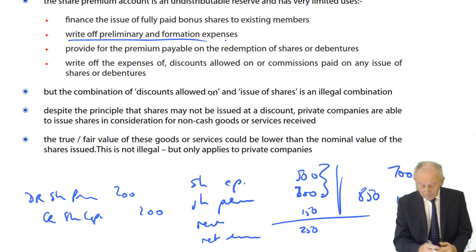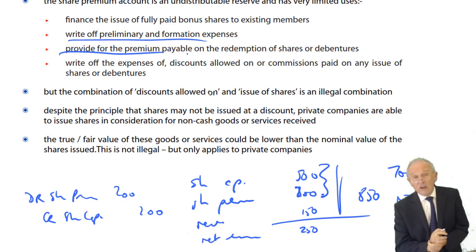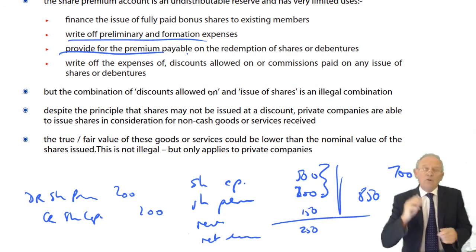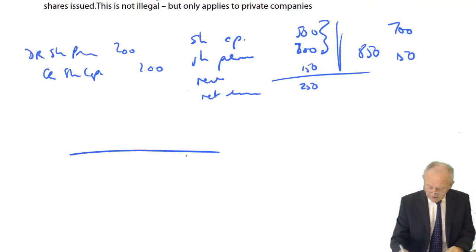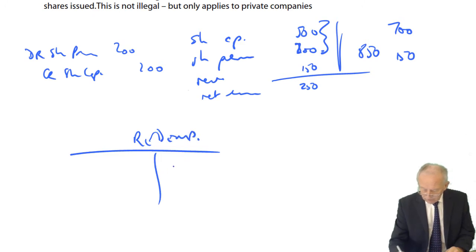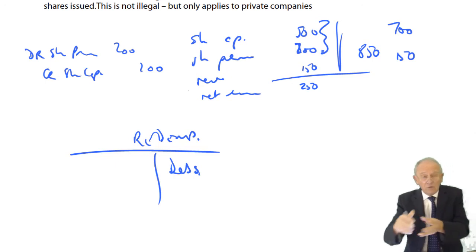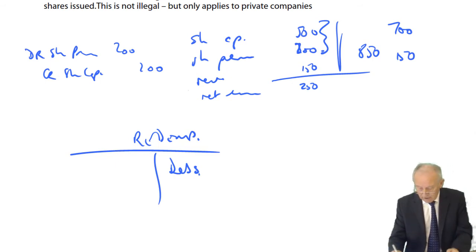The third use is to provide for the premium payable on the redemption of preference shares or debentures, to provide for the premium payable. So here's our redemption account. This is what we're going to redeem, and we're going to redeem some debentures. So the double entry is debit the debenture account, credit the redemption account, 40.